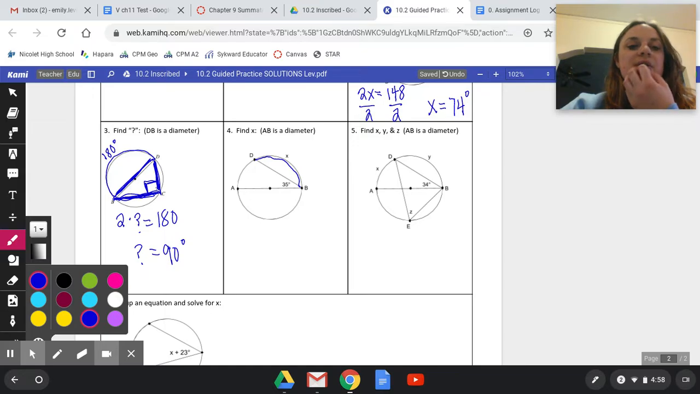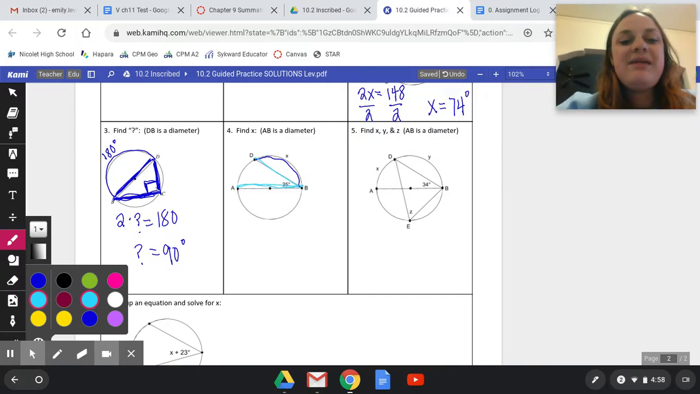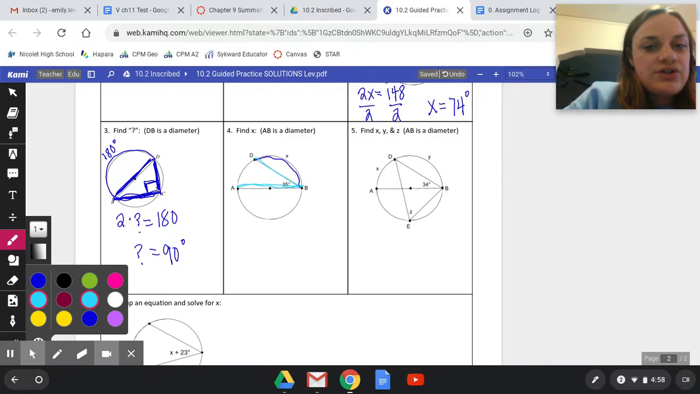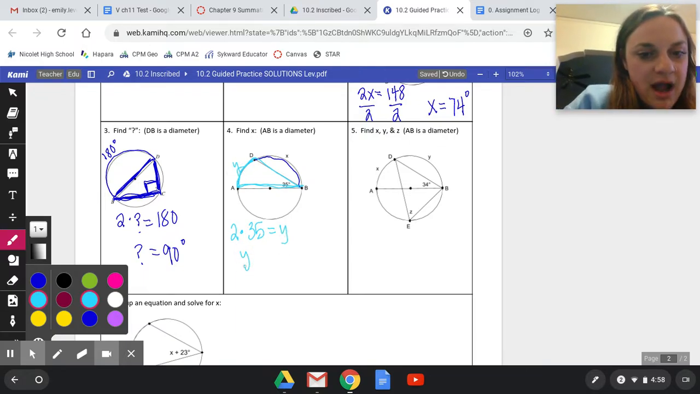How can I do this? Well, I know that AB is a diameter. So I actually need to do some legwork here first before I can just jump into solving for x. I see that I have an inscribed angle, right? Angle ABD is an inscribed angle. So that means that 2 times the inscribed angle, which is 35, has to equal this right here, which I'm just going to call y, just so we have a variable to name it. So 2 times 35 equals y. So my y value is equal to 70 degrees.